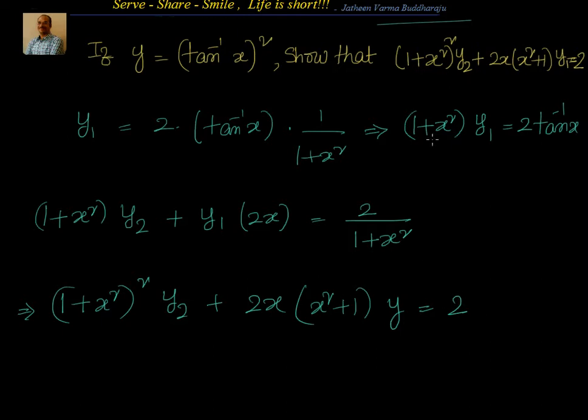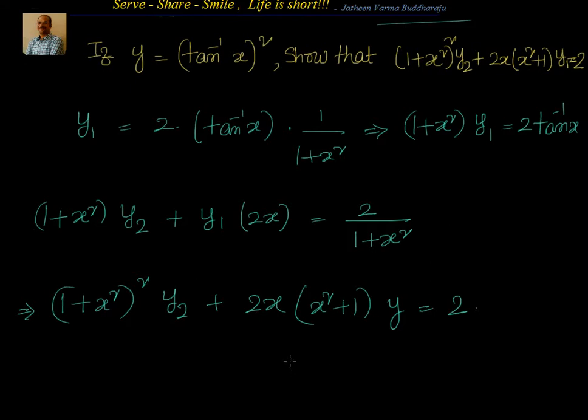So the whole thing depends on how you approach the problem. Try to solve it smartly without doing lot of work. So instead of keeping 1 plus x square in the right hand side itself, if you take it to the left hand side, then the problem becomes very easy to solve. If you just left it as tan inverse x by 1 plus x square for y1 and you went for y2, then you have to do a little bit more work than what we have done now.